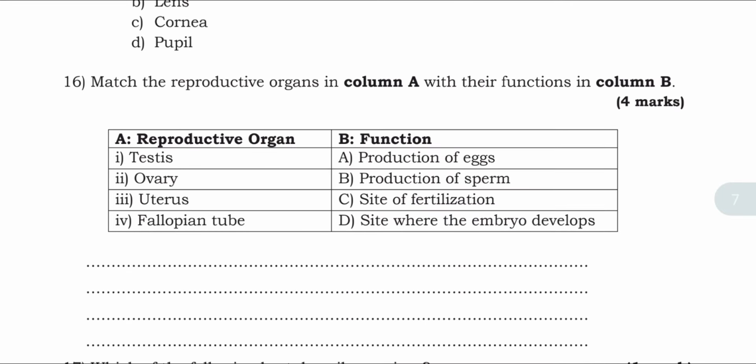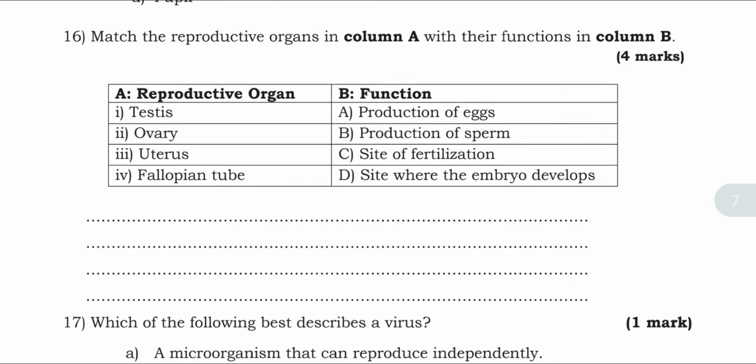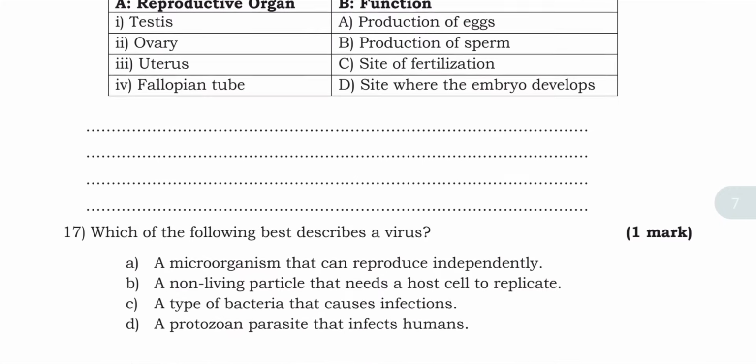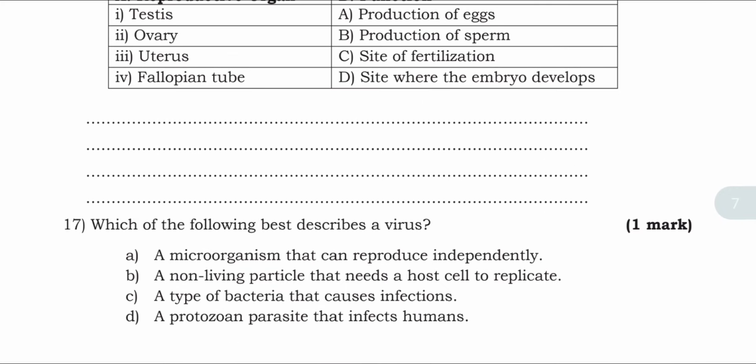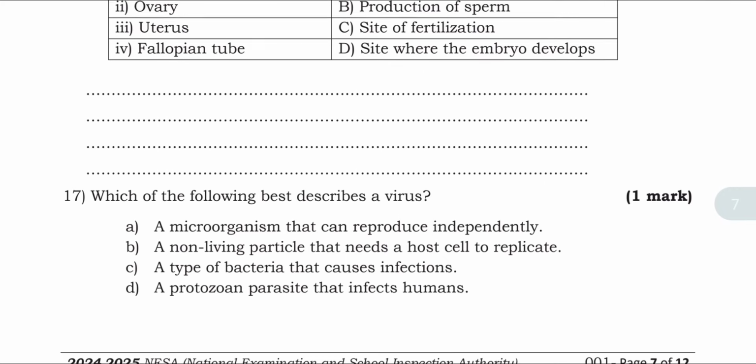Okay. 16. Match the reproductive organs to the functions in column B. I have testes, ovary, uterus, and fallopian tube, and their functions as they follow right here are production of eggs, production of sperm, site of fertilization, and site where the embryo develops. So we have to match them correctly and write them in the space provided down there.